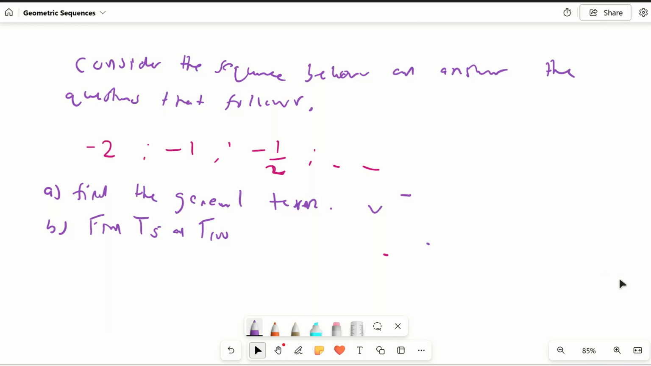Find T100, T100, T5 and T100, and T100, and also find me T100 divided by T5.